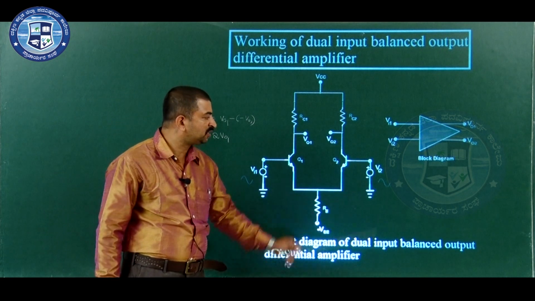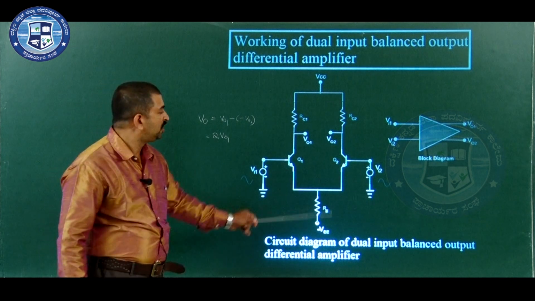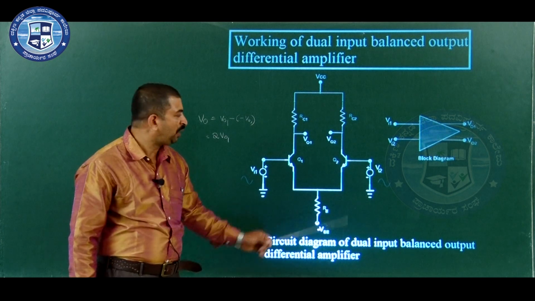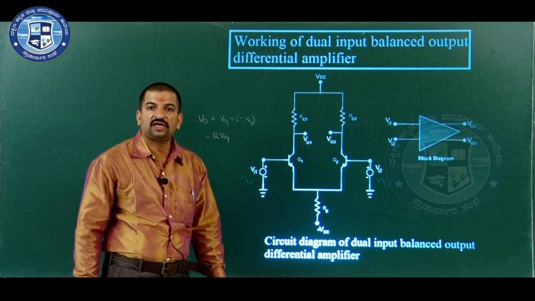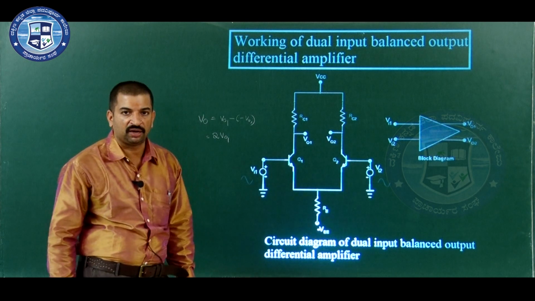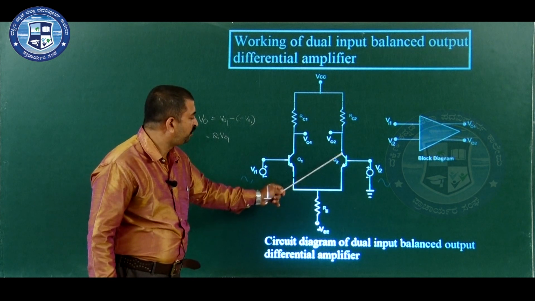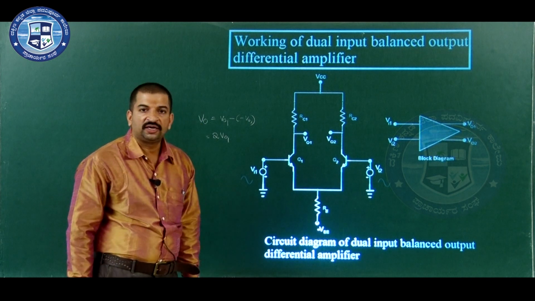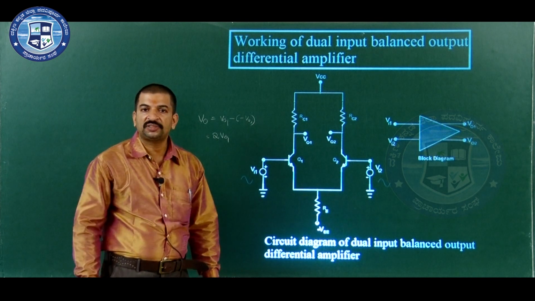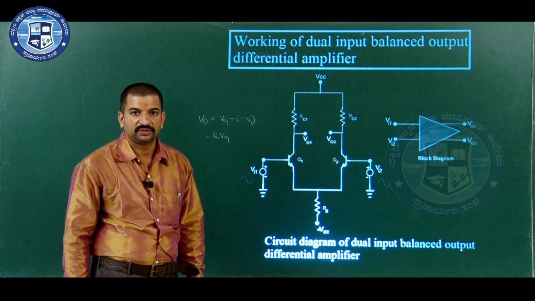Now, when the input signal is applied to the base terminal of the second transistor, the transistor Q2 amplifies the signal. When we measure the voltage across the collector terminal of the second transistor, it will be out of phase with the input signal. Now, let us observe the emitter terminal of the second transistor. What is the voltage across the emitter terminal of the second transistor? It is the same as that of the input signal.